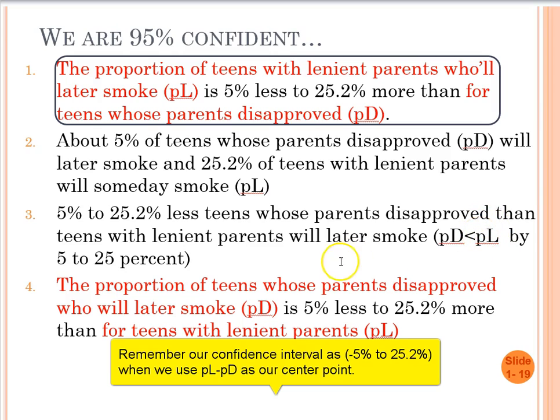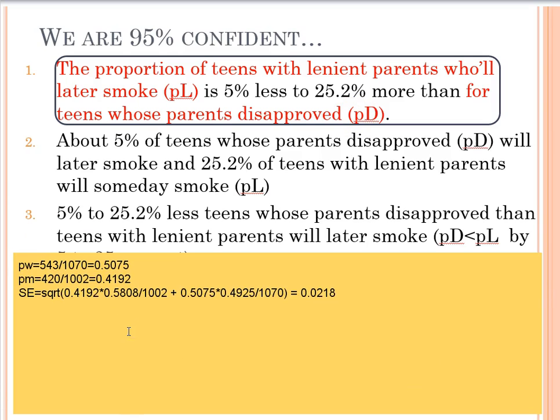And as we saw with the confidence interval, because it's initially negative, a negative term would actually suggest that PD is greater than PL. And so there may be instances in which the disapproving parents' rates are actually higher than the lenient parents. So again, interpretation 1 is the correct interpretation because it doesn't prescribe percentages specifically to each proportion. It's actually just looking at the difference between the two proportions.